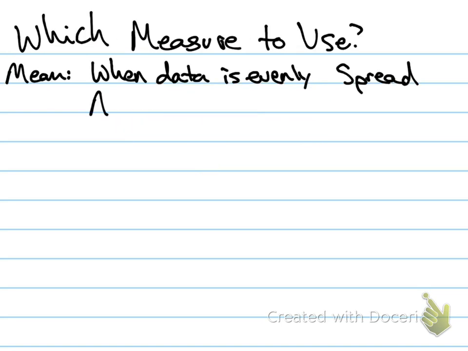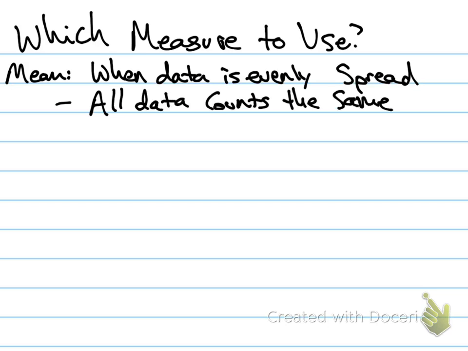That's pretty simple. Now, in this case, we want to talk about which measure to use. We're going to talk about mean when the data is evenly spread out. If our data is pretty evenly spread out, or we want to count all of our data the same, we're going to use mean. This might be something like your grade point average. All of your classes count the same amount, so we would use mean for that. Or in the example of the ages, all of our ages were pretty close together.